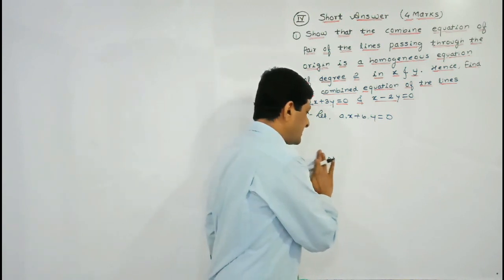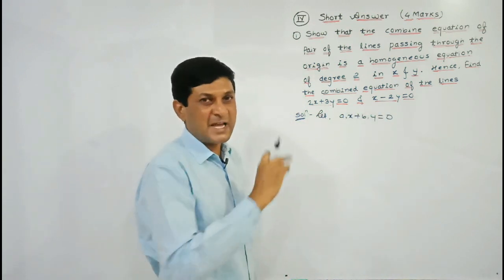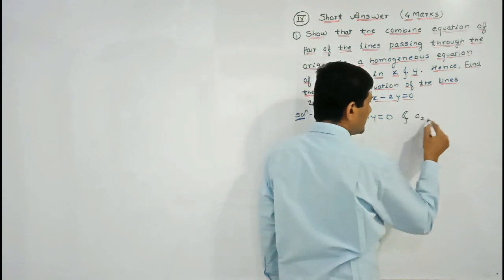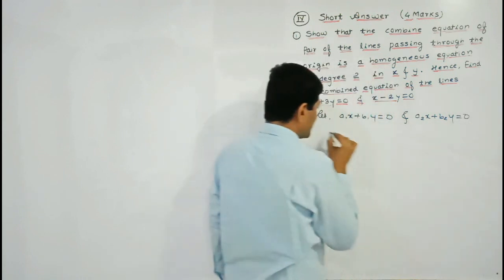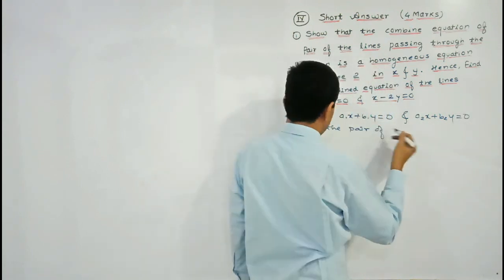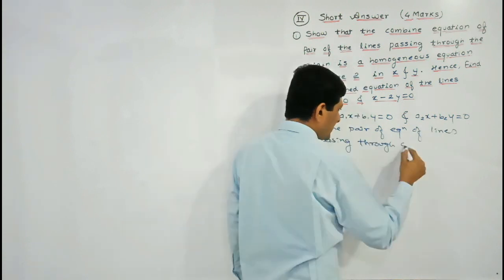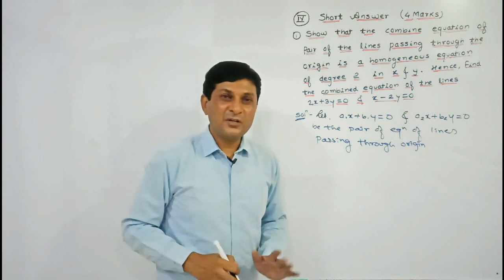That's why we can say that if the constant term in the equation of a line is absent, at that time the line passes through the origin. So this is the first line, and let the second line be a2x plus b2y is equal to 0. So let these be the pair of equations of lines passing through the origin. In this way we have got the equation of a pair of lines passing through the origin.